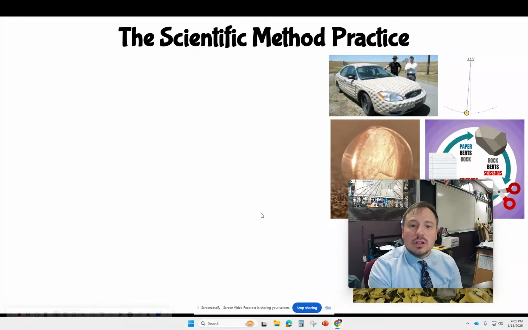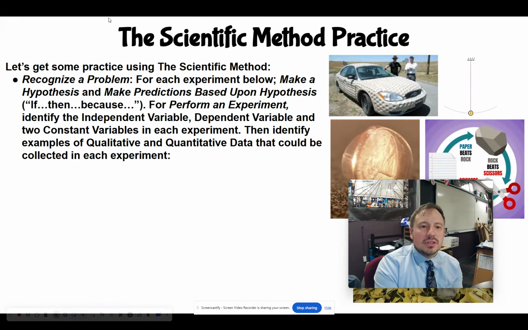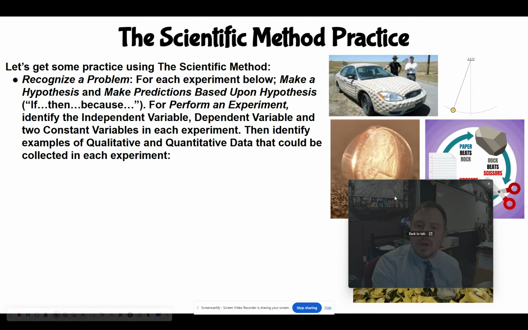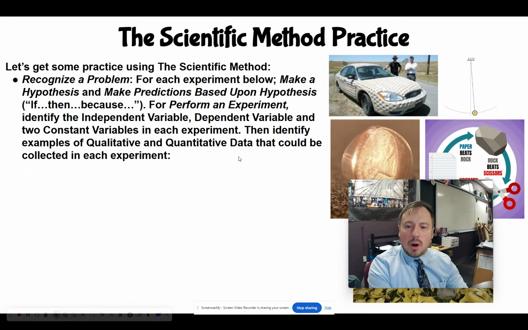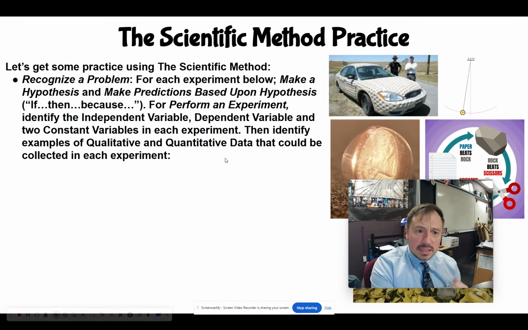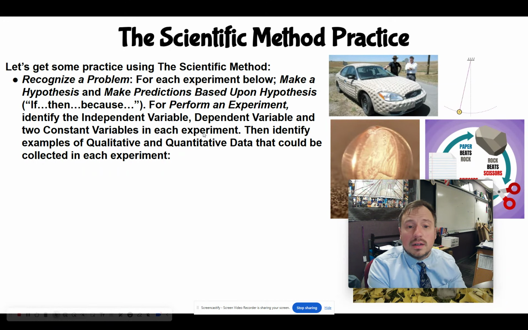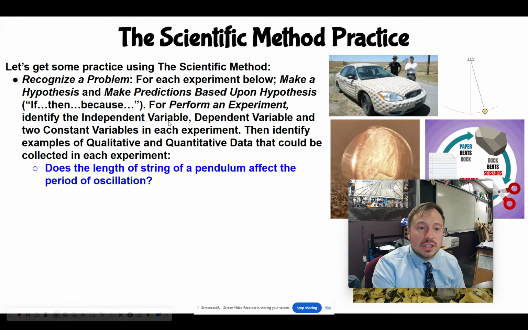So let's take a look at some examples here, right? We're going to go through that scientific method. You can see that up here. I have some examples, but I'm going to give you some experiments. I'm going to pause here and I'm going to let you practice coming up with a hypothesis, identifying the independent variable, dependent variable, two constant variables. Then identify examples of qualitative and quantitative data that could be collected in each experiment.